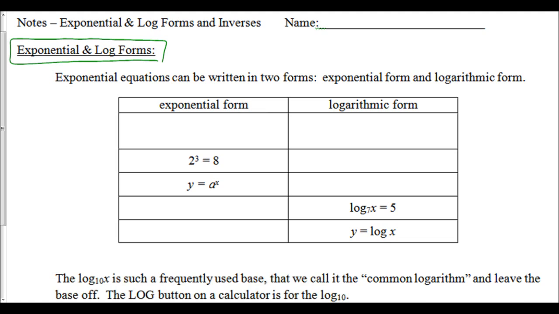With exponential form, we have a base. That base is raised to an exponent, and we're going to call what you get when you evaluate that the answer.